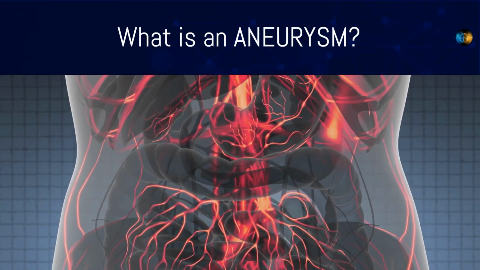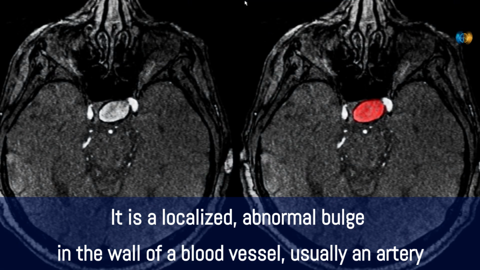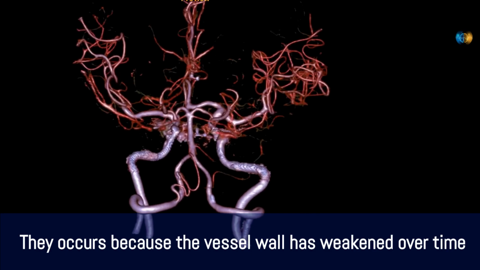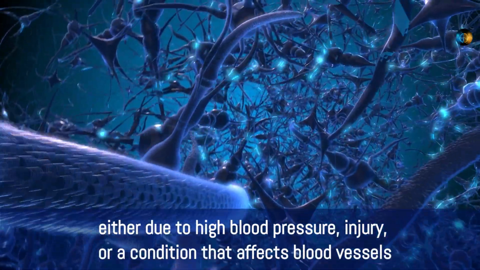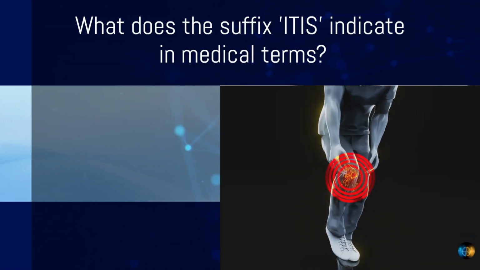What is an aneurysm? It is a localized, abnormal bulge in the wall of a blood vessel, usually an artery. They occur because the vessel wall has weakened over time, either due to high blood pressure, injury, or a condition that affects blood vessels.